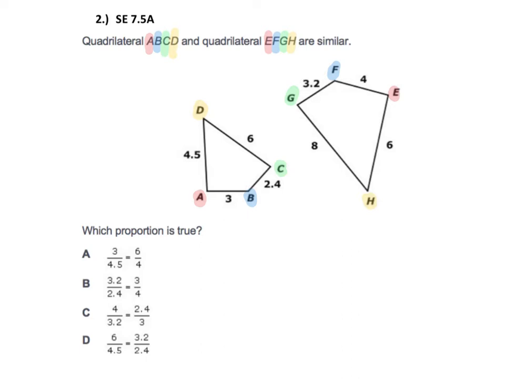Now we need to connect the dots. So we got A goes to B, B goes to C, C goes to D, and D back to A. Same thing with the next one: E goes to F, F goes to G, G goes to H, and H back to E.